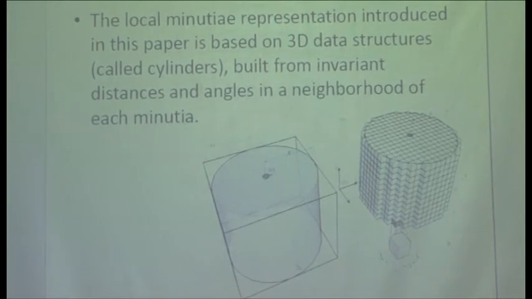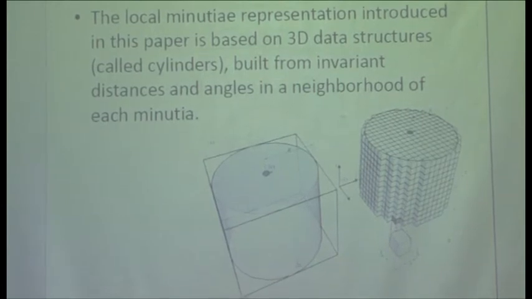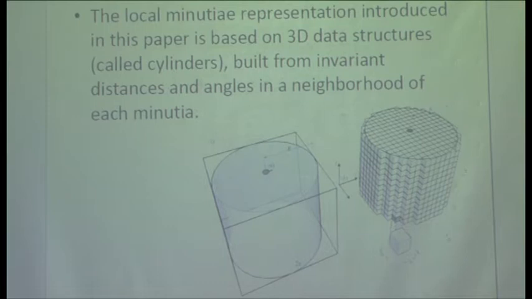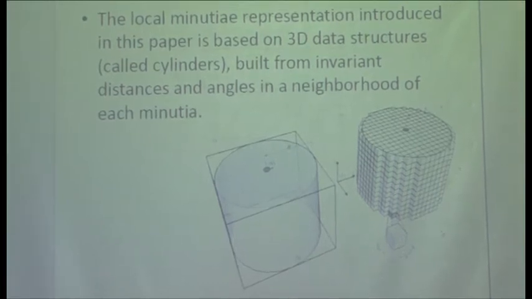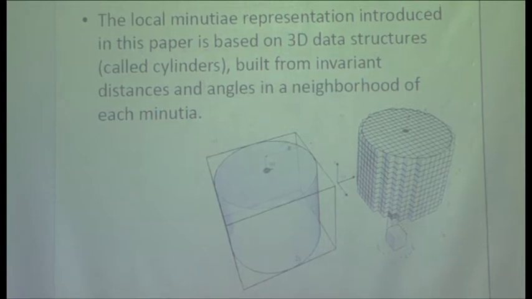What do you mean by cylinder? It's just a 3D array. But an image is a two dimensional array. How are you going to get the 3D? For each point, we will construct one cylinder.